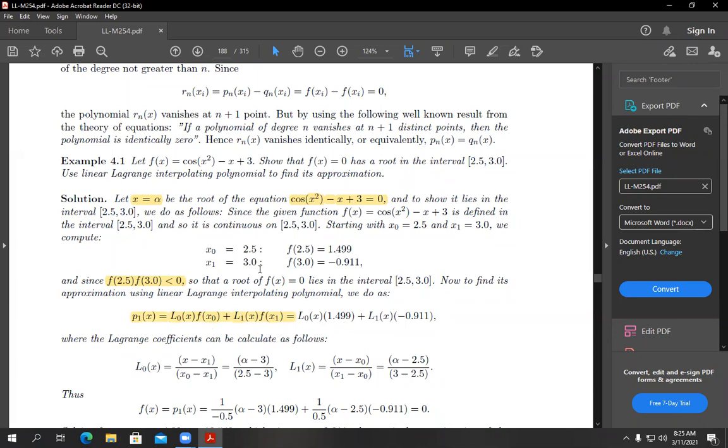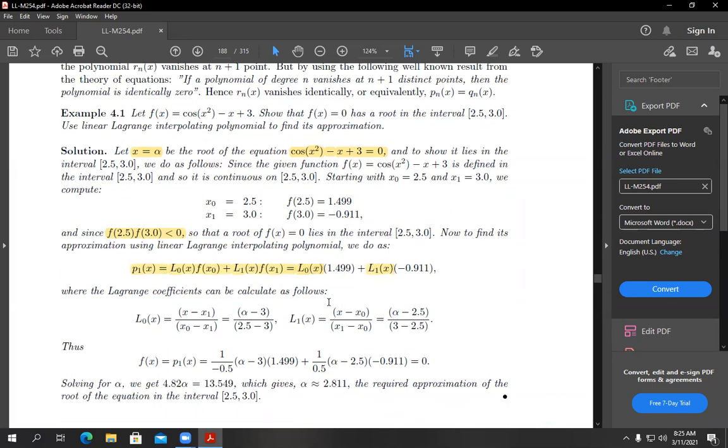You have 1.49. And what is f of x1? F of 3 is a minus this one. So the only things you have to calculate are L0 and L1 here. That you can calculate here. What is the value of L0? It is this one. And what is L1? It is this one. Because we are not given x.